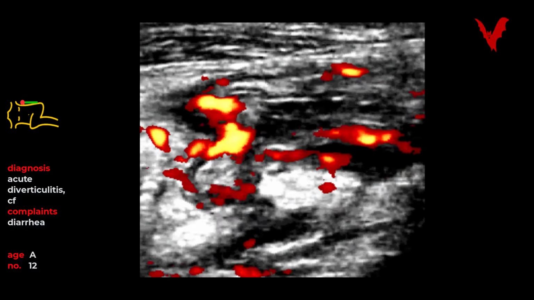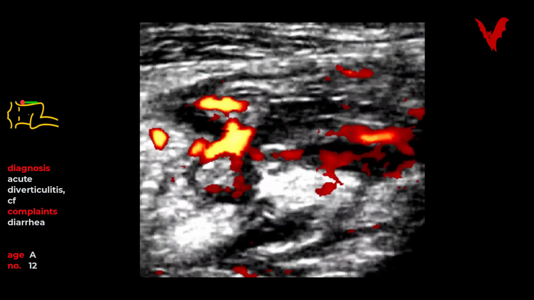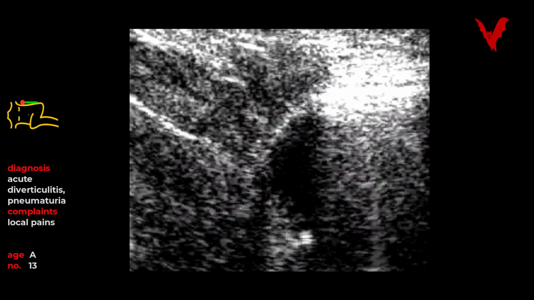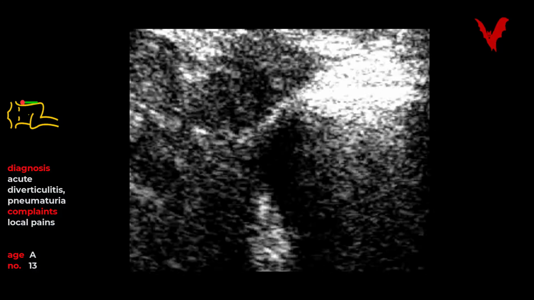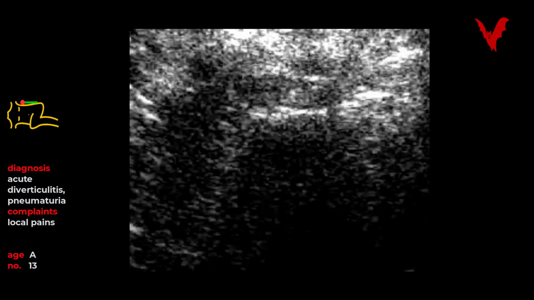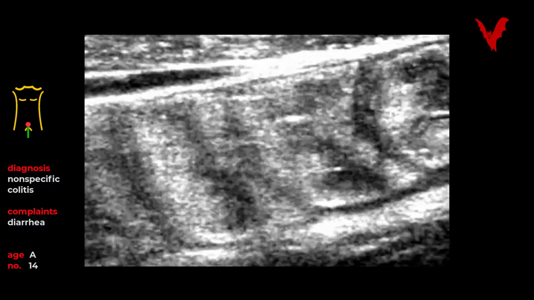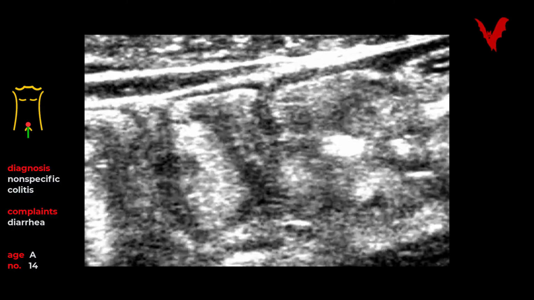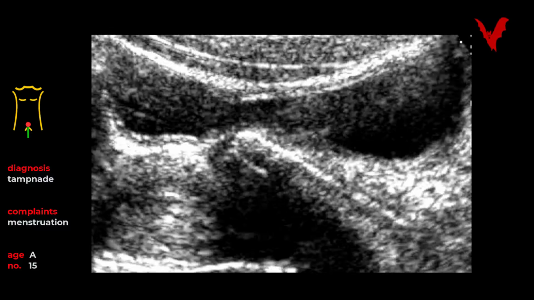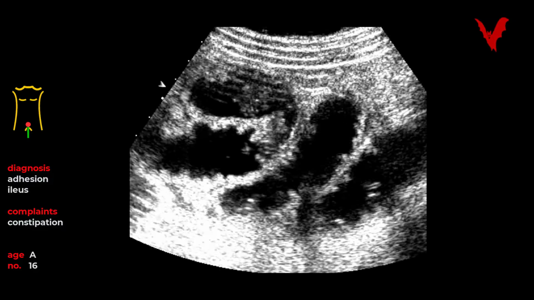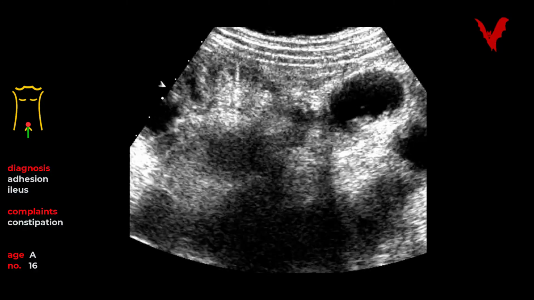Acute diverticulitis with the CF, which renders little additional information. Acute diverticulitis and pneumaturia as a further complication. Non-specific self-limiting colitis with the thickening of folds and walls. Vaginal tamponade during menstruation. Adhesion ileus after operative intervention.